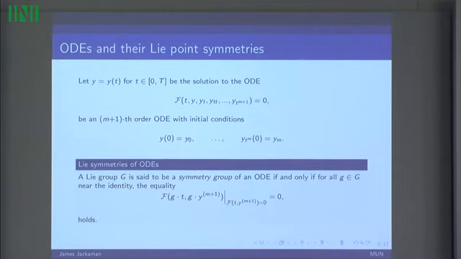Okay, now what is a Lie symmetry for this ODE? Let's say that we have some Lie group G. Then this is a symmetry group of a given ODE if for all elements in this group this identity holds. This identity is basically telling us that if we take an arbitrary group element and act on the variables of our ODE with it, then after some kind of simplification, we're going to recover the original ODE.